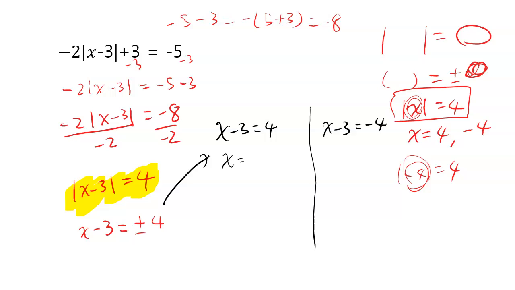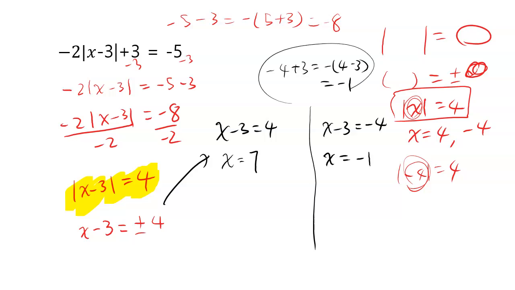So you have x equals 7 by adding 3 to both sides. If you add 3 to both sides for this one, you get x equals negative 1, because negative 4 plus 3 is negative of 4 minus 3, which is negative 1. Okay? So you end up with these two solutions, 7 and negative 1.